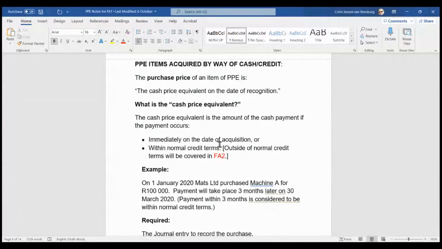Then they continue and say payment will take place 3 months later, on the 30th of March 2020. And the payment within 3 months is considered to be within normal credit terms. When it's outside of normal credit terms, which is normally when they can pay more than a year later, then we factor in finance cost as well, but that we only do in financial accounting 2. So now we are required to do the journal entry to record the purchase.